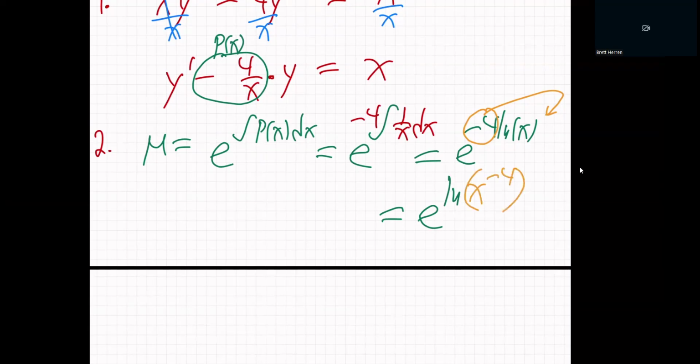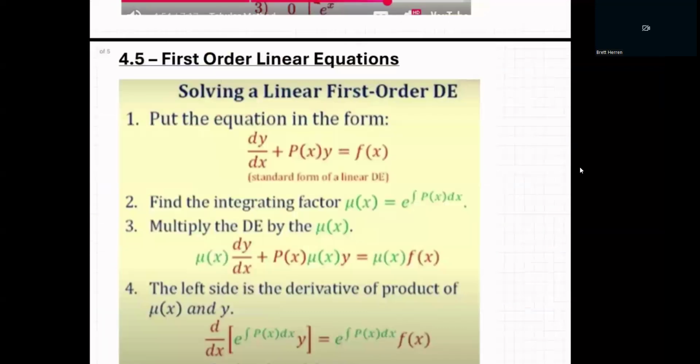Now, why would we want to do that? Because then we can cancel e and natural log, because they're right up against each other. Before they were separated by a minus 4 or other things. But once the e and the natural log are right up against each other, they cancel. And so this just becomes x to the minus 4. So the integrating factor mu is x to the minus 4. Okay, so we got that. What do we do now?